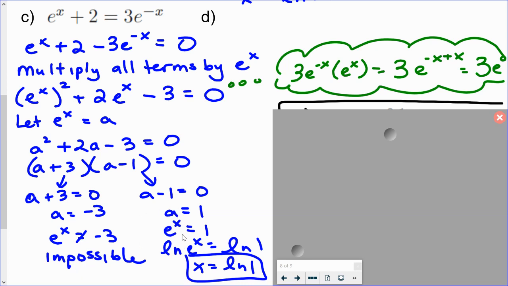This one is not inadmissible, though. e to the x equals 1. And so I replace the a with e to the x. Now I have ln of e to the x equals ln 1.